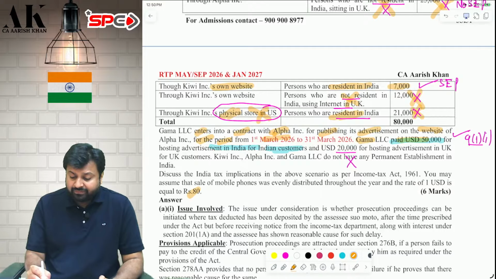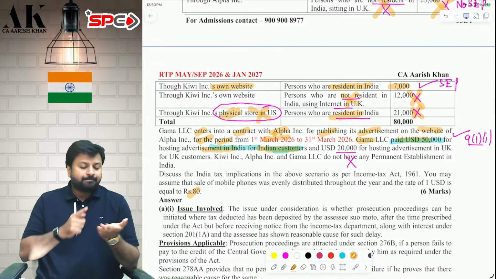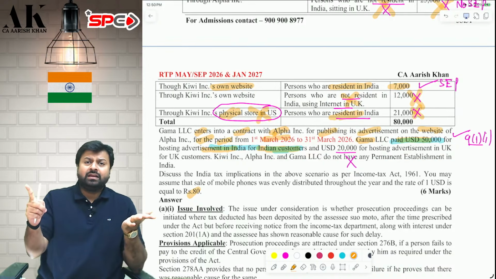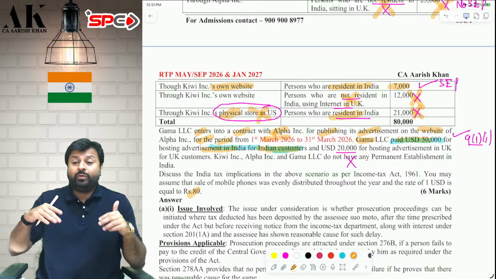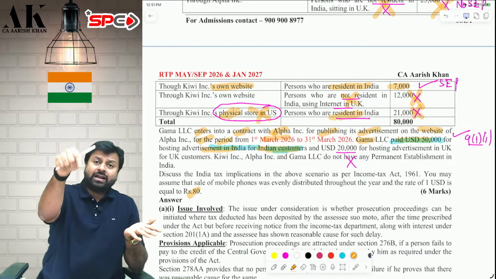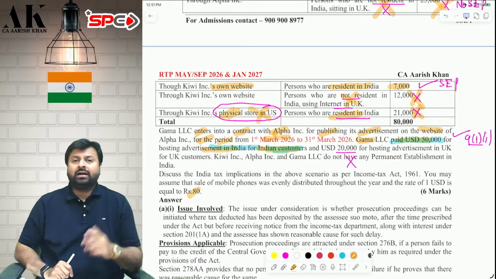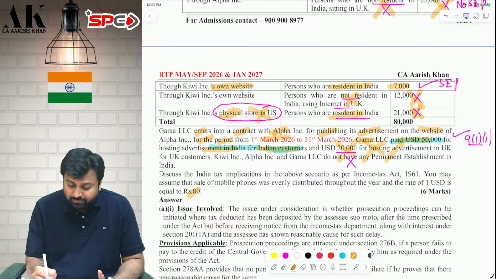Now Gamma paid $50,000 for advertisement in India for Indian customers, deemed to accrue or arise in India. I've told you in the class, remember: if Samsung tells Facebook to do advertisement for me, Facebook asks Samsung which is your target customer? If your target customer is India, then that advertisement income is deemed to accrue or arise in India. But if your target customer is UK, then that advertisement income will not be deemed to accrue or arise in India.